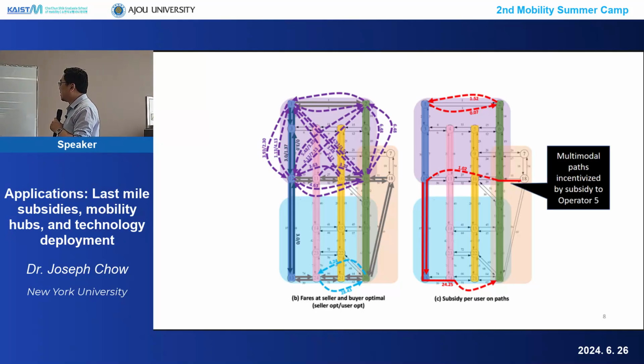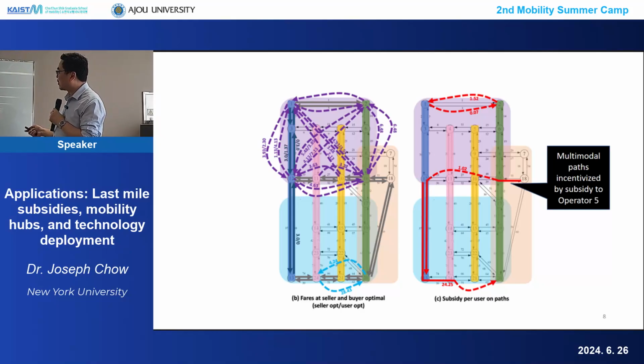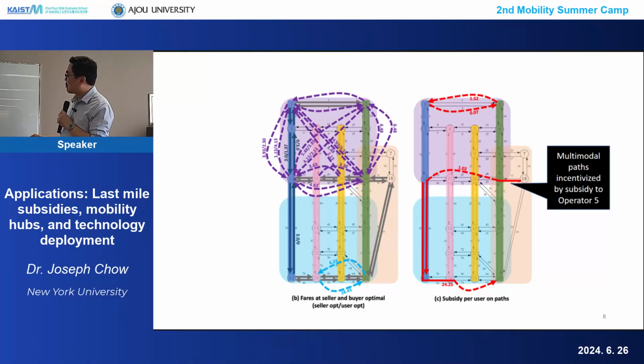And note that in these cases some of these paths are multimodal paths, in that they're taking, in particular in this one, they walk here, they take the MOD service, and then they take the fixed route.